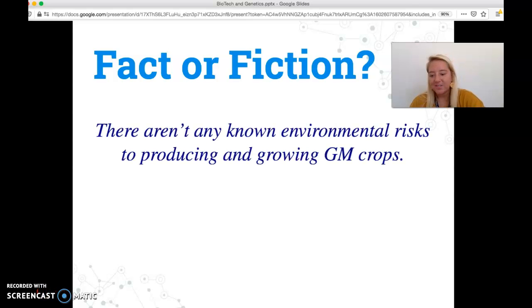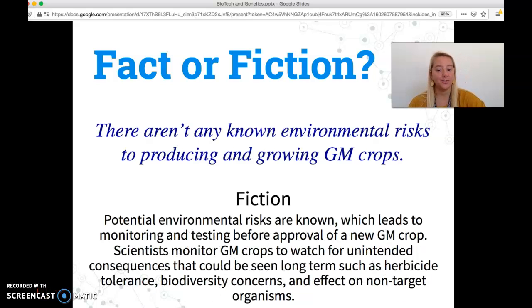And our very last one that I have to squeeze in because my time's almost out. There aren't any known environmental risks to producing and growing GMO crops. This is actually false. So there are some potential environmental risks known which lead to monitoring and testing before approval of new GMO crops. We talked about that. Scientists monitor GM crops to watch for unintended consequences. We will talk about that more.